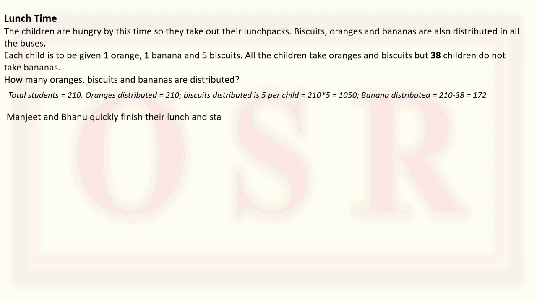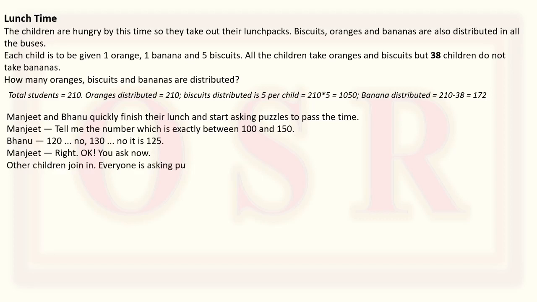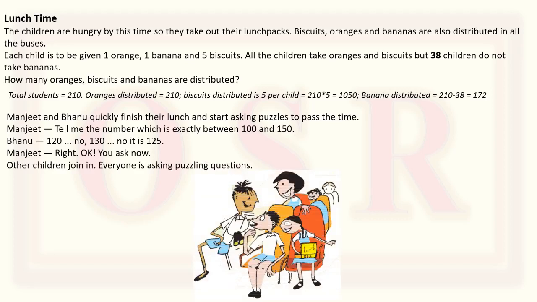Manjit and Bhanu quickly finish their lunch and start asking puzzles to pass the time. Manjit, tell me the number which is exactly between 100 and 150. Bhanu: 120, 130. No, no, it's 125. Manjit: Right, okay. You ask now. Other children also join in. Everyone is asking puzzling questions.